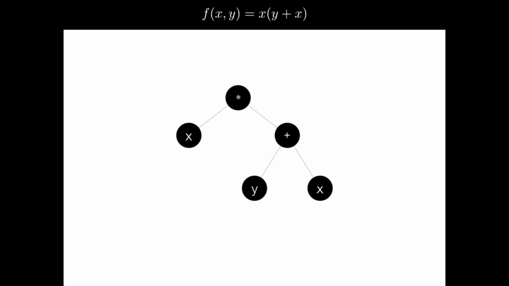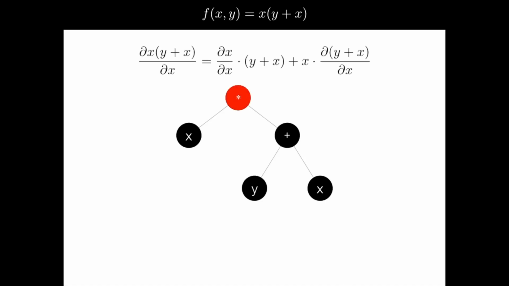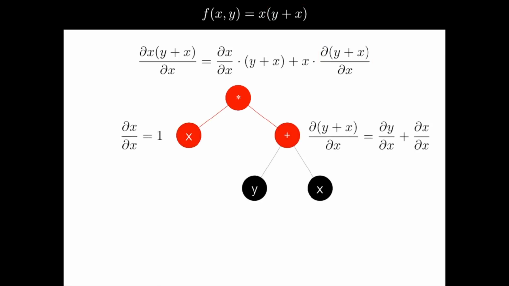So in our case we're going to start with our tree representation of the expression. And we're going to start at the root node, which is multiplication. And if you recall, the rule for differentiation when you're dealing with multiplication is we take the derivative of the left side times the value of the right side plus the value of the left side times the derivative of the right side. And then we just traverse down our tree.